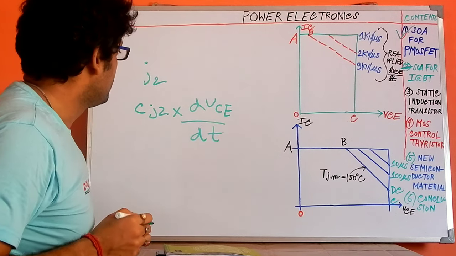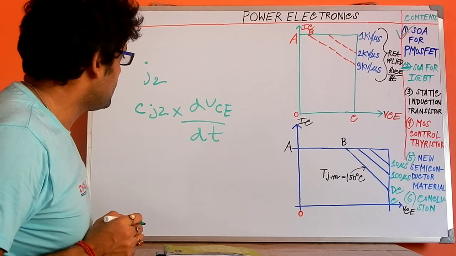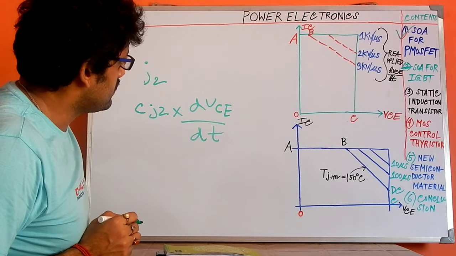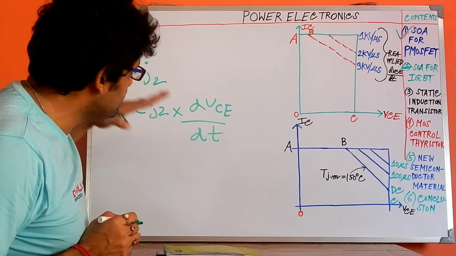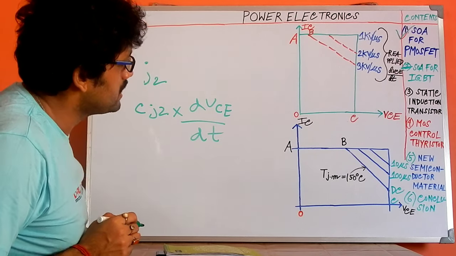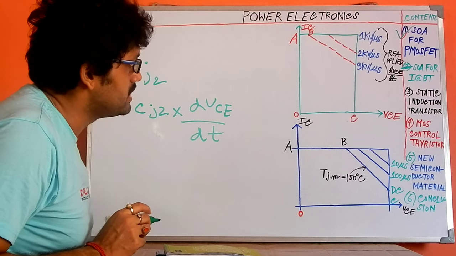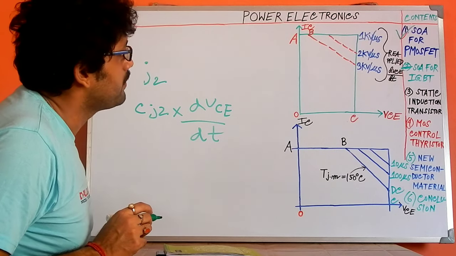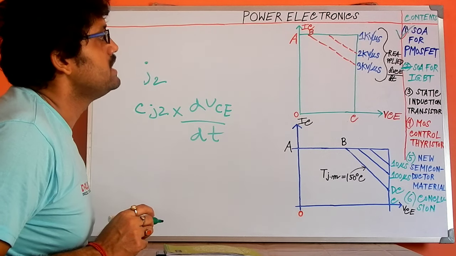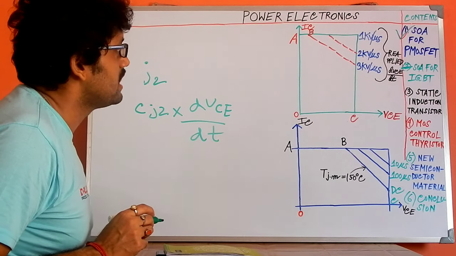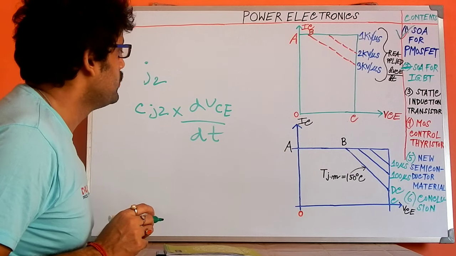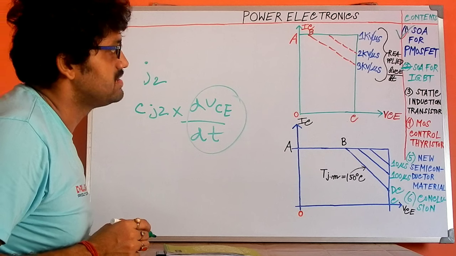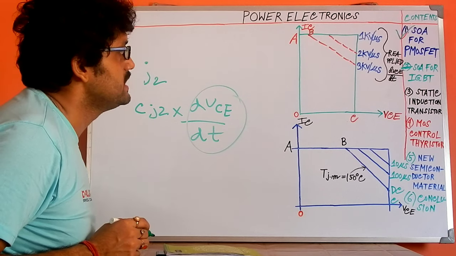Okay, so this is the drop which is actually the main reason for the increase of dVCE by dt, or further latch up of our operation. So we need to shorten the time period, or we need to shorten this factor to prevent the latch up operation of our IGBT characteristic.